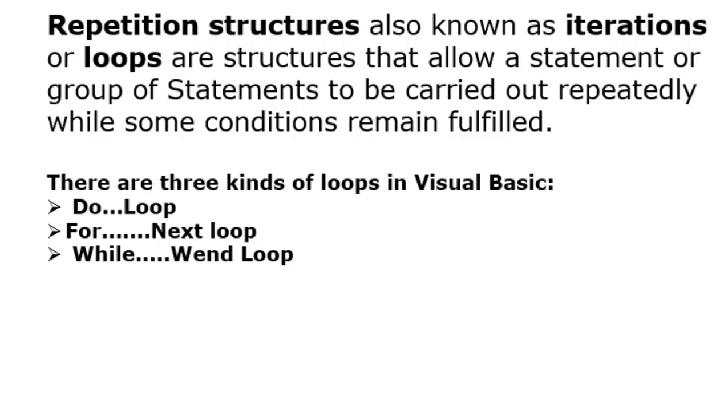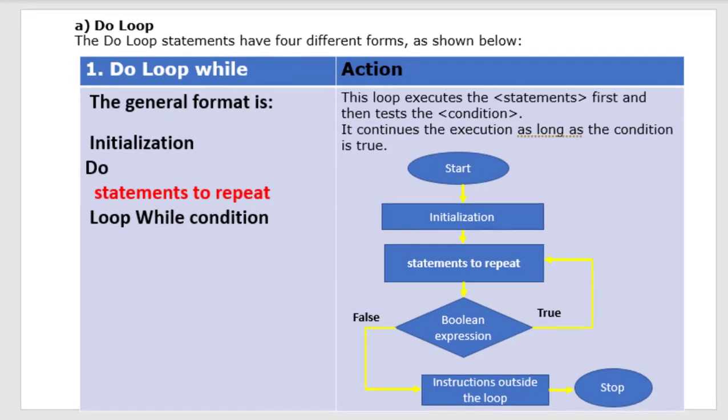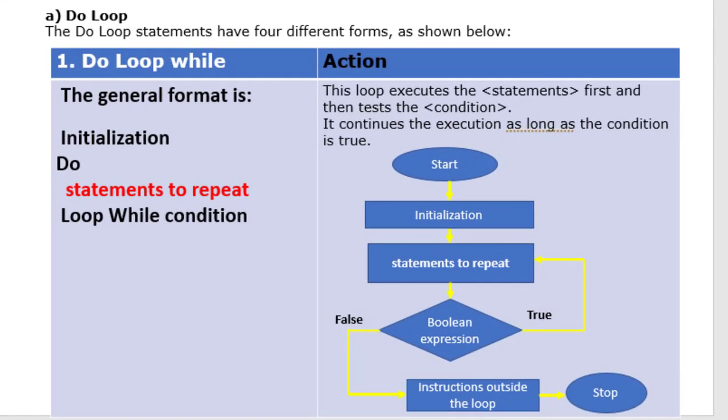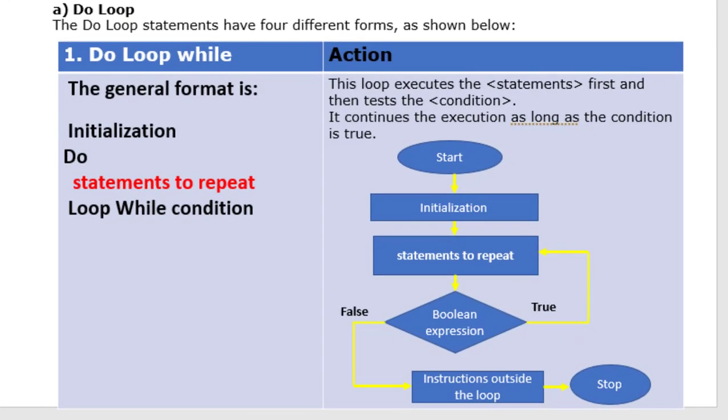There are three kinds of loops in Visual Basic: Do Loop, For Next loop, and While loop. In this tutorial, I'm going to talk about Do Loop While, as we'll also be talking about different forms of this Do Loop. Do Loop While executes the statement first and then tests the condition. It continues the execution as long as the condition is true.